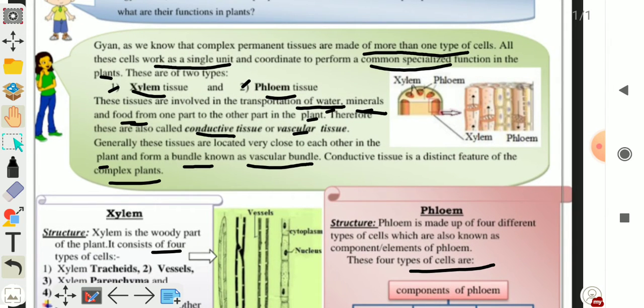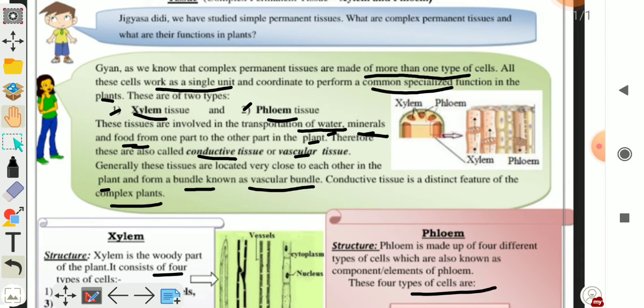So what are vascular tissues? Xylem and phloem tissues are involved in the transportation of water, mineral and food from one part of the plant to other part of the plant. Therefore, they are called conductive or vascular tissues. And these conductive tissues are located very close to each other in the plant and form a bundle. That is why they are known as vascular bundle.